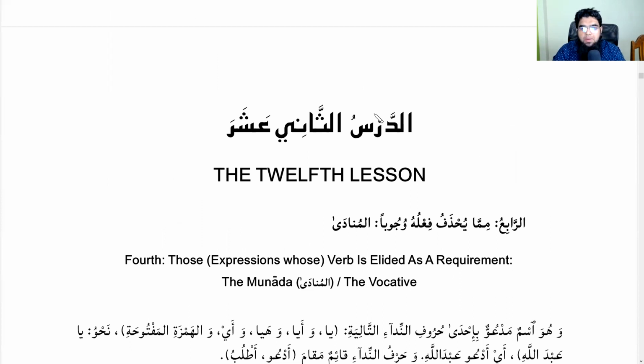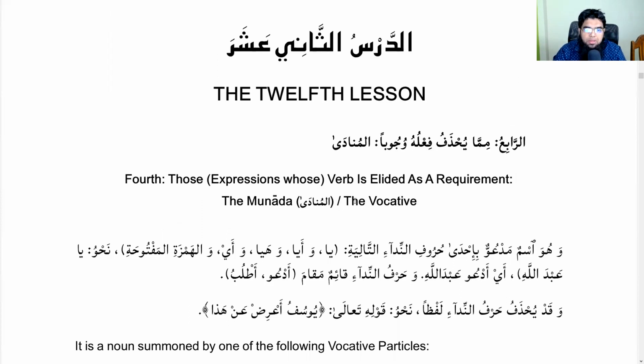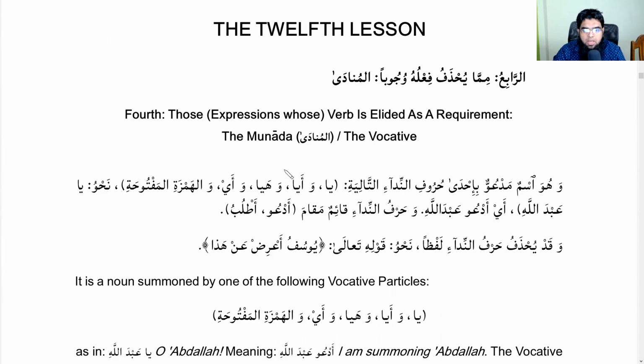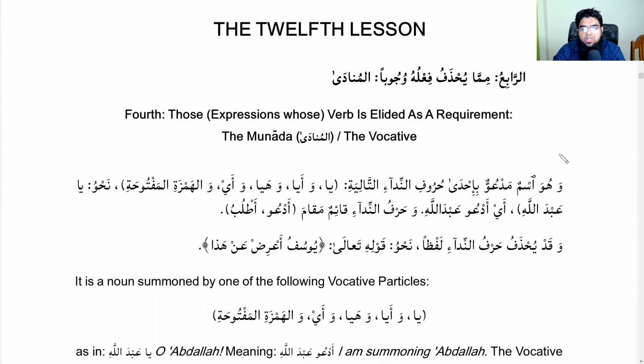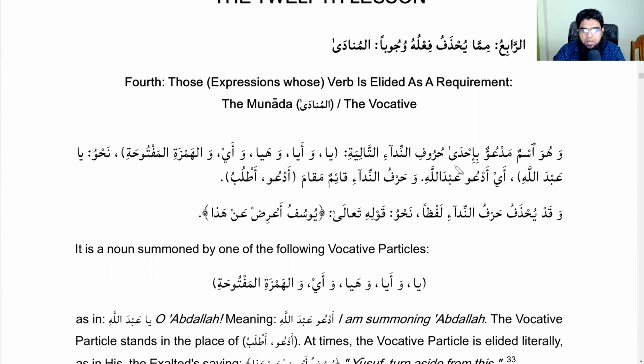Now we have the fourth, when you're calling someone, the vocative. So when does it happen? Munada. وهو اسم مدعو بإحدى حروف النداء التالية. So he's now explaining what is munada. It's an ism which is called, a noun summoned by one of the vocative particles, huruf nida talia. So you can call a person in so many ways. One is ya Hamid. Or when he's far away, you can call aya or haya. Aya Hamid or haya Hamid.